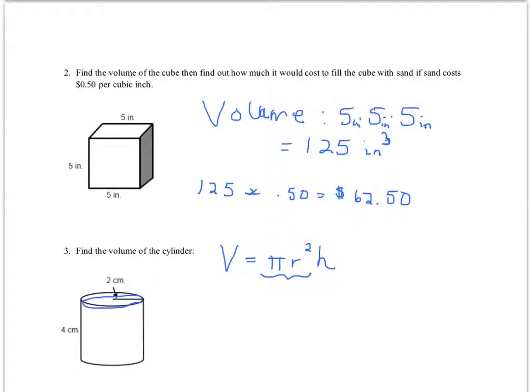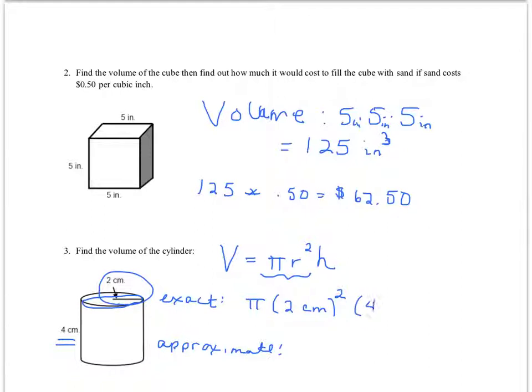Cool? So let's do two things with this, you guys. Let's get the exact volume first, and then I'm going to talk about the approximate volume. So here we go. To get this exact, that means I'm going to leave pi in the answer. I'm not going to approximate it as 3.14 or anything. So first we need pi. We need the radius of the circle, which is 2 centimeters. And we're going to have to square that. And then we're going to multiply by the height, which is 4 centimeters.